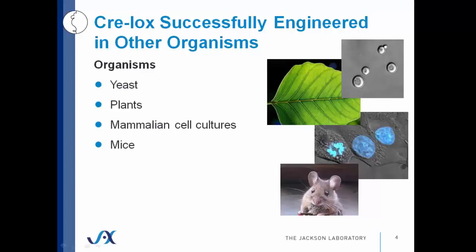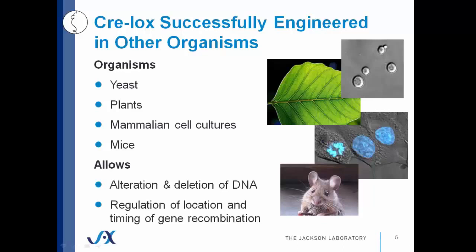The Cre-lox technology was developed in the late 1980s, early 1990s by investigators at DuPont. Then it's been adapted for use in several different species, including yeast, plants, mammalian cell cultures, and of course what we're going to talk about today would be in mice. What's really great about the Cre-lox system is it allows for gene manipulation and gives researchers the ability to alter and delete DNA, and to regulate the location and timing of that gene recombination. So basically to create knockouts or other mutations when and where is important for your research questions.